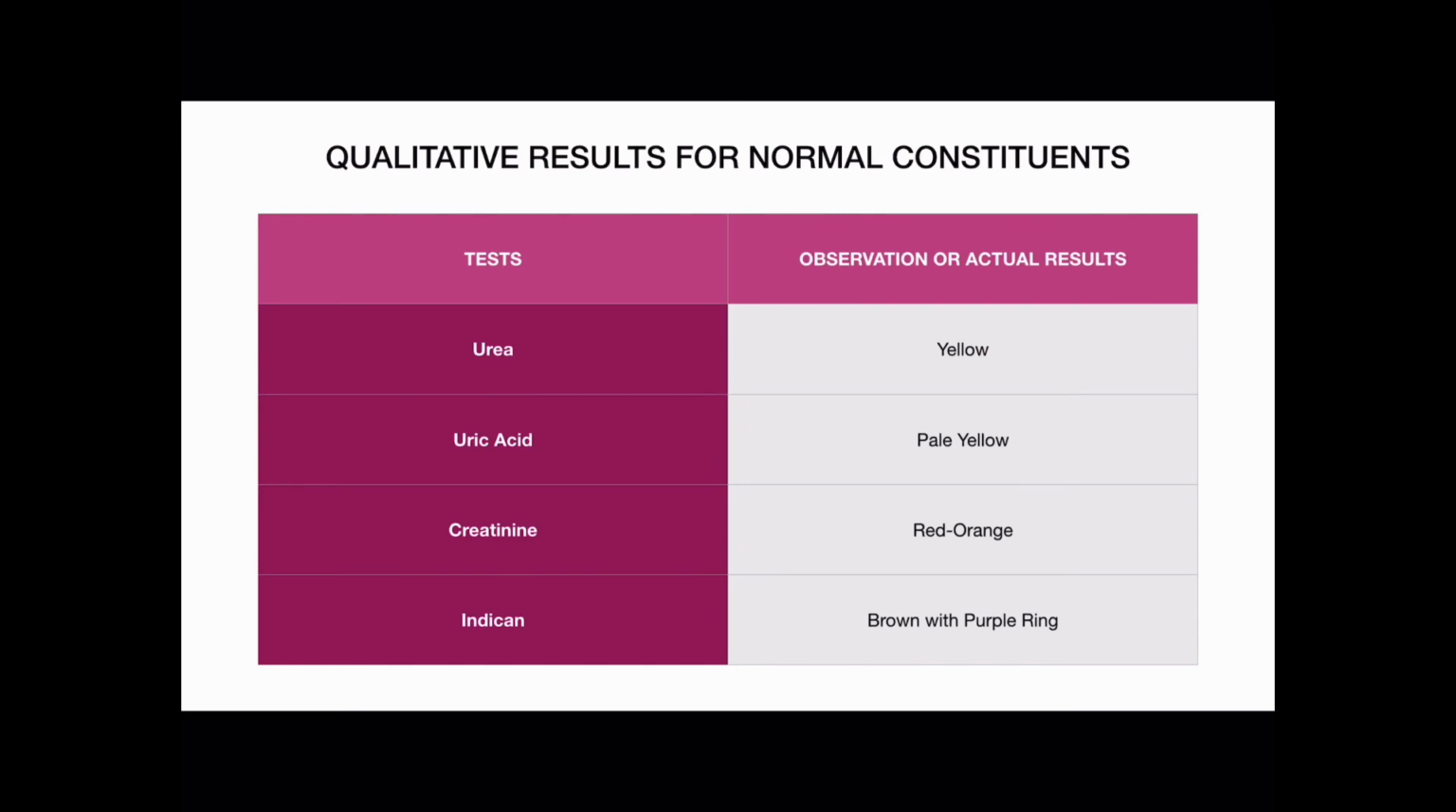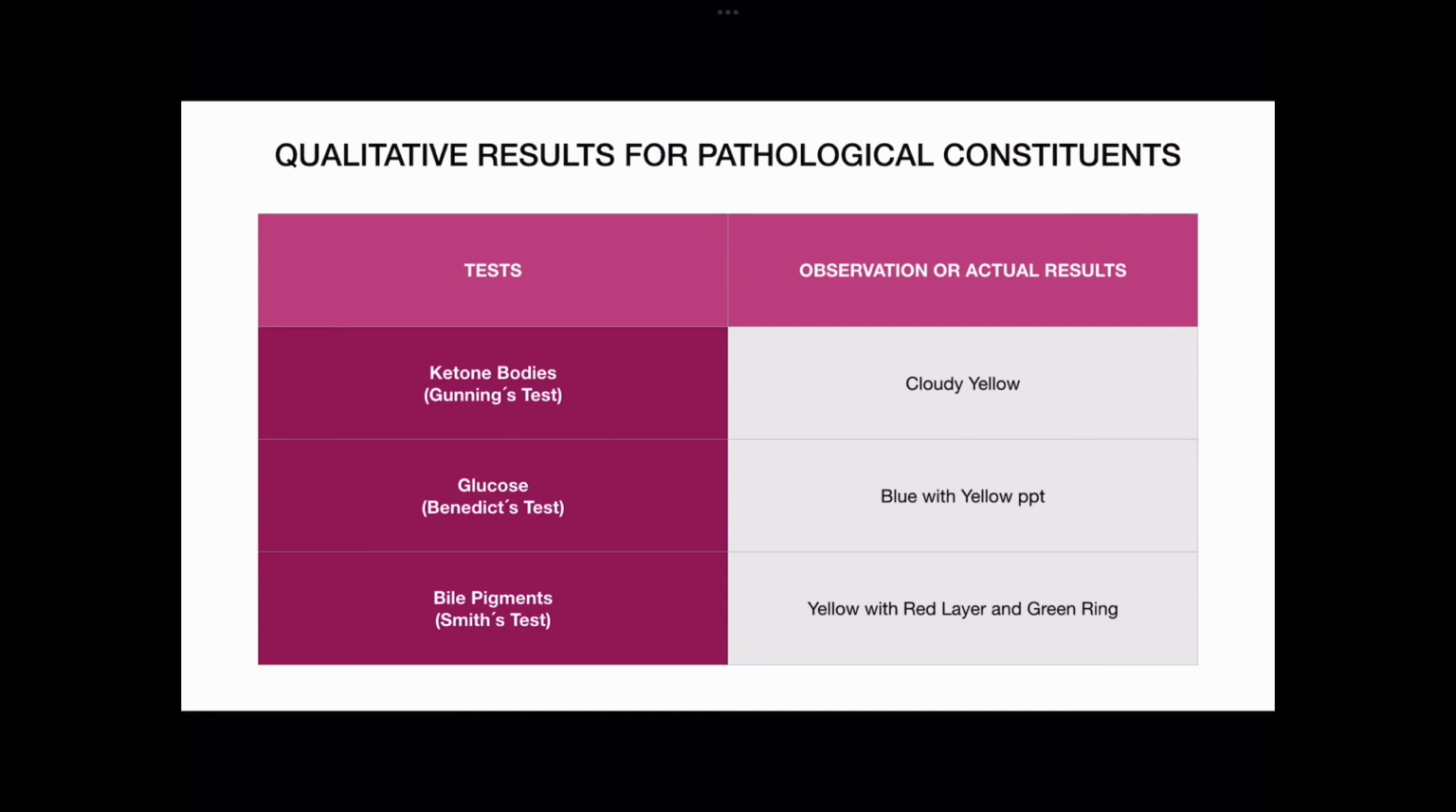For the second part, the qualitative results for pathological constituents, the tests include the ketone bodies or Gunning's test, the glucose or Benedict's test, and the bile pigments or Smith's test. For the Gunning's test, we had a cloudy yellow solution. For the Benedict's test, we had a blue solution with yellow precipitate. And the last but not the least was the Smith's test. We came up with a yellow solution with a red layer and a green ring.